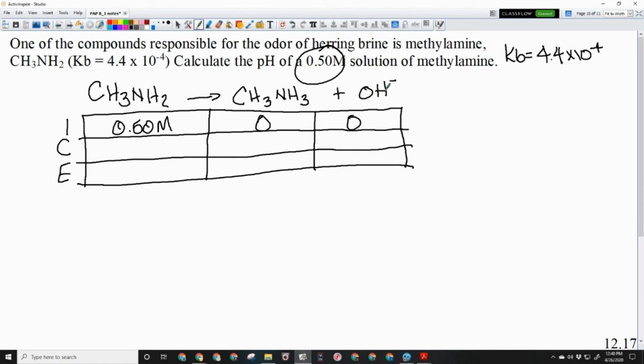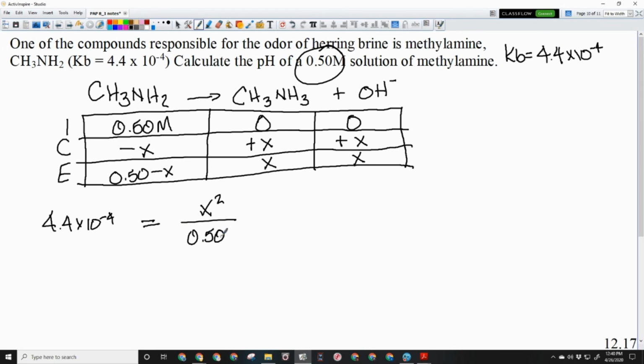So initially we have concentrations of 0 here. This is going to go down by some value of x. This is going to go up by some value of x. We're going to end up with x, x, and 0.50 minus x here. So it gives us our Kb value. So 4.4 times 10 to the negative 4 is going to be equal to, shortcuts, I'm cutting out steps, x squared over 0.50 minus x. So we can solve for x now.